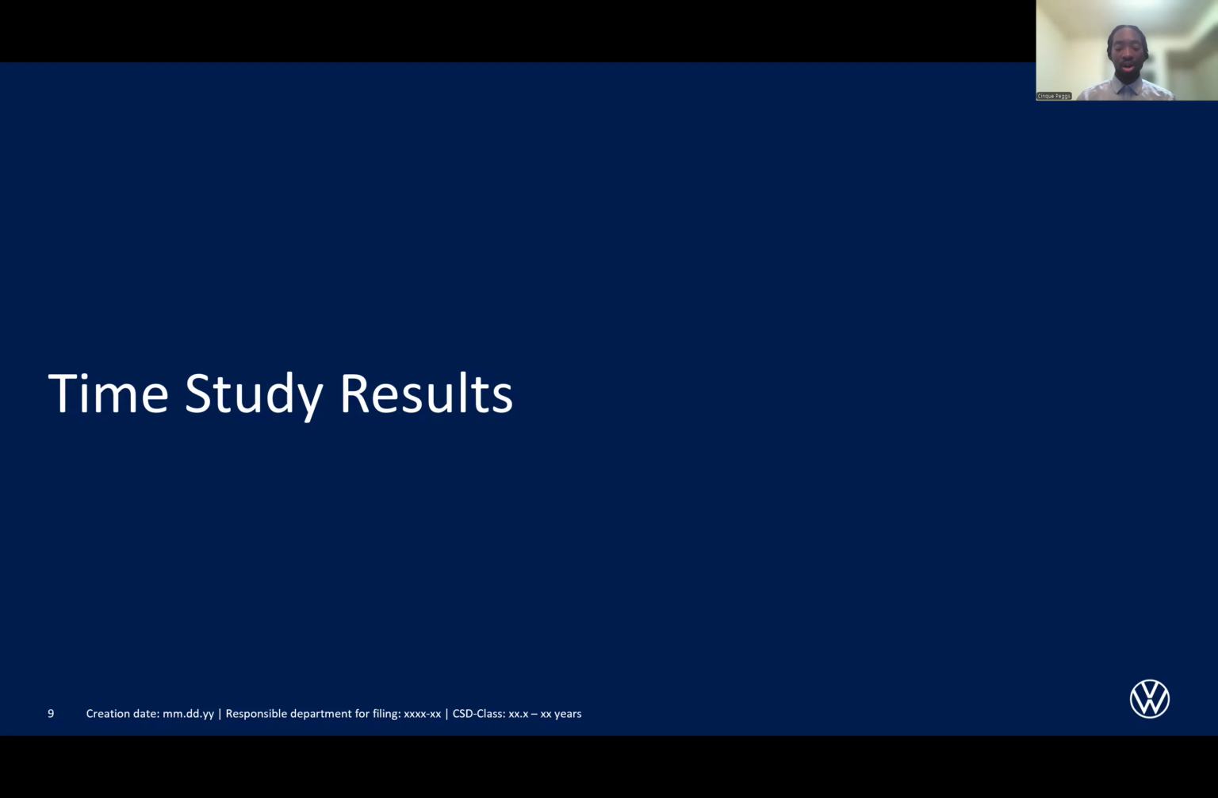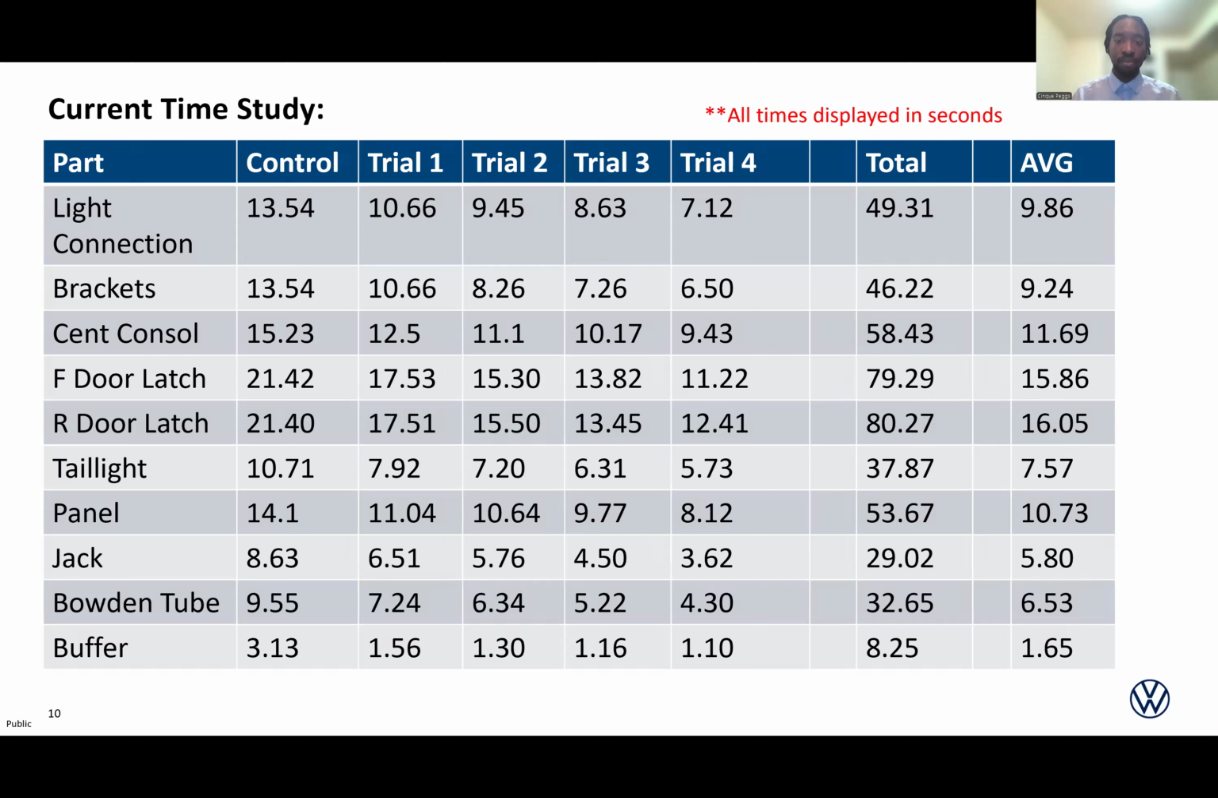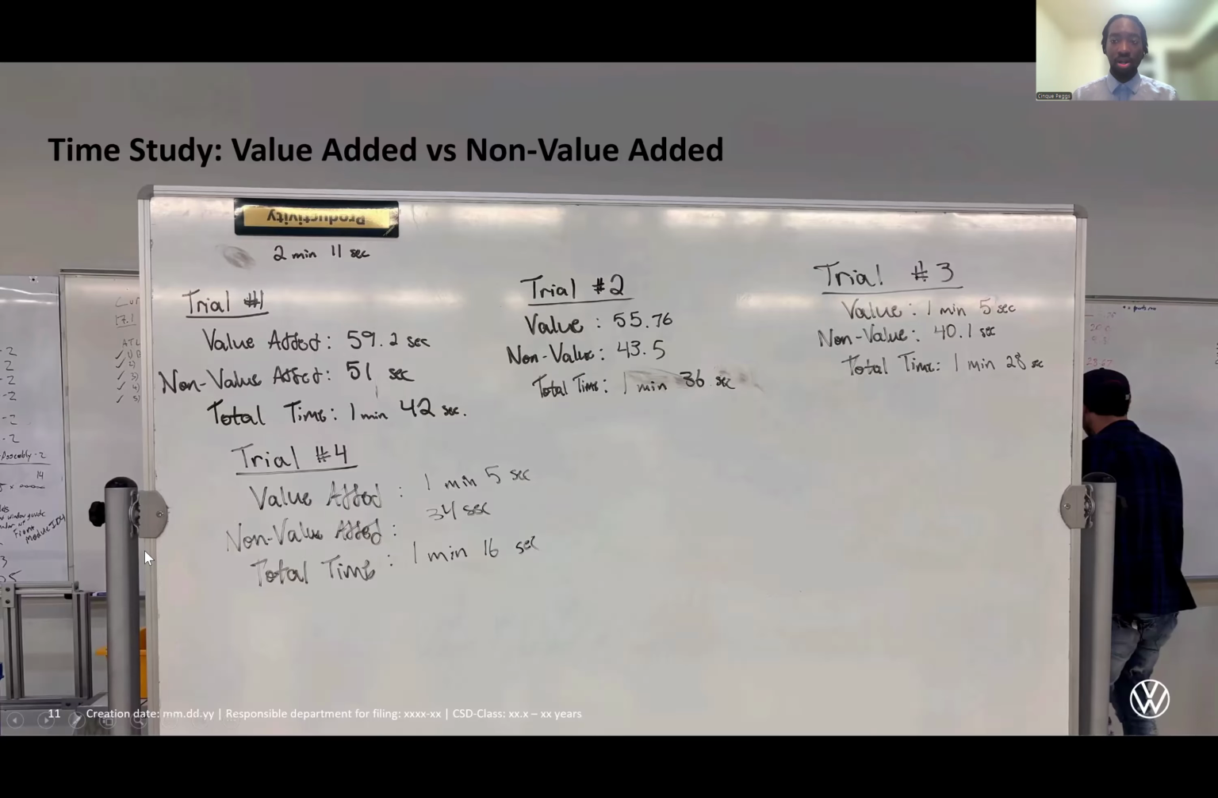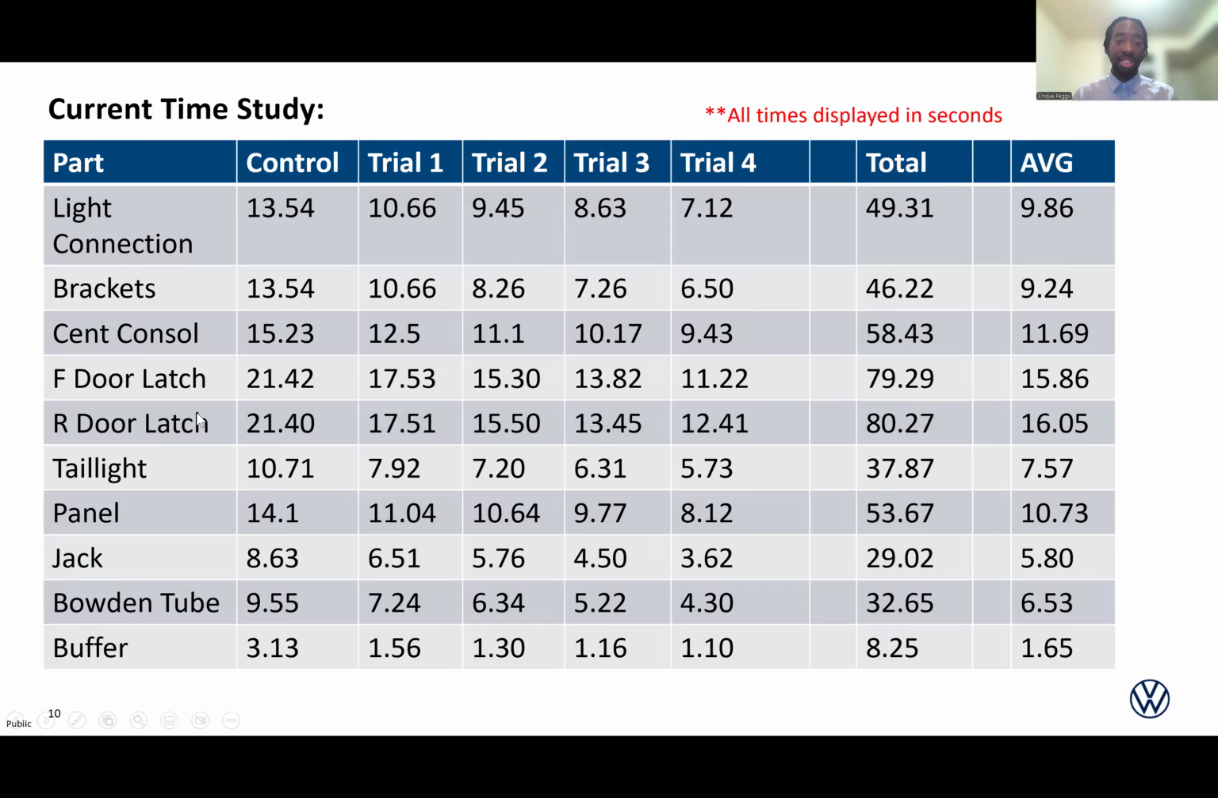So now that we've discussed our initial setup and our requirements, we'll now discuss the time study results. So we have all the parts listed, all the 10 steps to the process listed, as well as our control times and then our times for each trial. Notice all trials are displayed in seconds. So we also have the totals and the averages, but the big takeaway from this time study is that starting from the control, the more trials we ran, the less our total cycle time was, which is good.